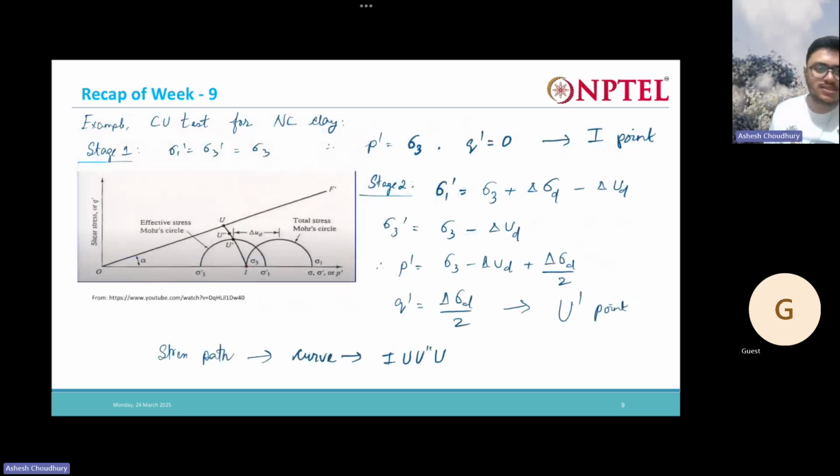So we saw it for the CD test. Now let us see for the CU test. In the CU test, the second stage was undrained, that is, excess pore water pressures will develop. And for normally consolidated clay, our excess pore water pressures are positive. So positive excess pore water pressures are going to develop in the CU test for normally consolidated clay.